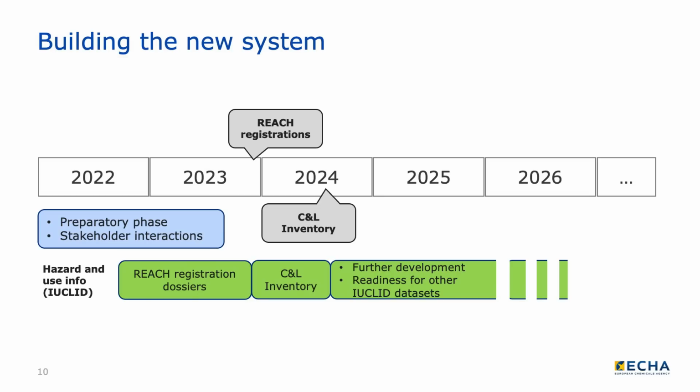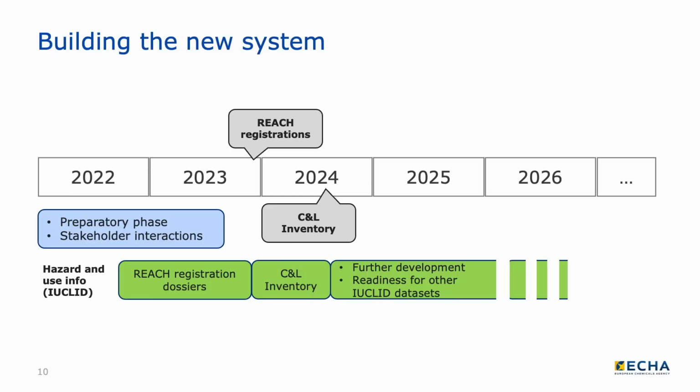To conclude my part of the presentation, let's have a look at the overall plan and timeline for the new system. We are developing the system with an agile approach. This means that we will develop and transfer the data into the new system step by step. We have started last year with a preparatory phase that, among other things, included stakeholder interactions to gather the needs and to collect feedback on what is working well and what not so well.